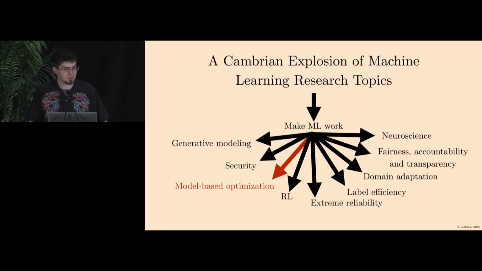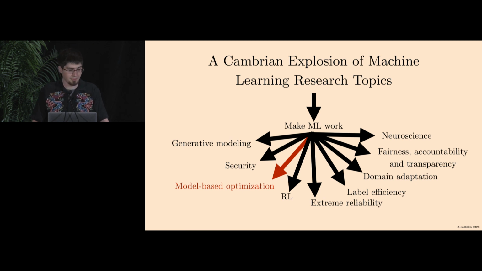So some of our Cambrian explosion of machine learning research topics is about adding nice properties to models that already work, like adding security to classifiers. Another direction in our Cambrian explosion of research topics is to enable totally new capabilities for machine learning algorithms, to make machine learning useful for things that it can't really do yet.